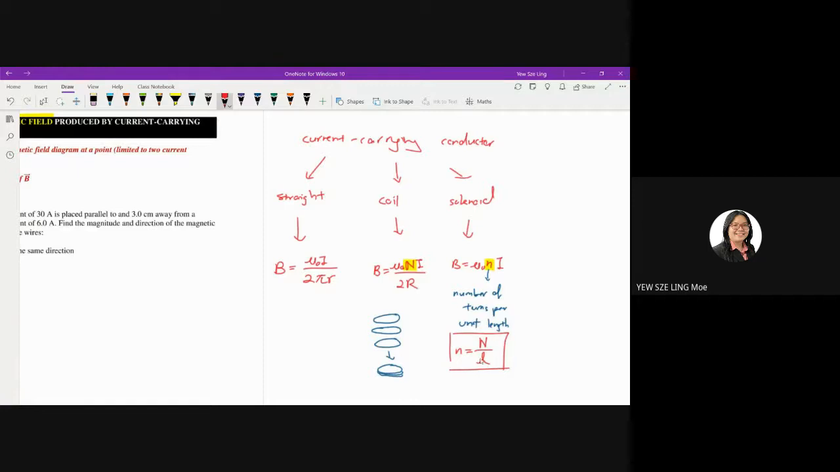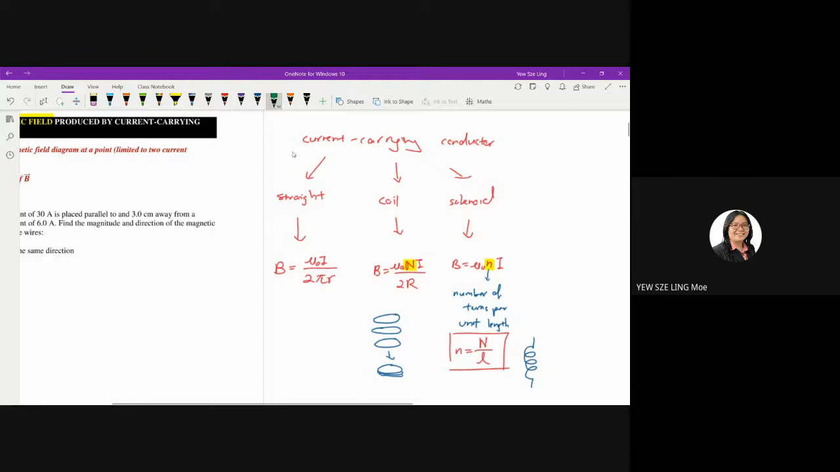Now when it comes to a multiple turns solenoid, what does it mean? It means that you have a spring-looking thing, a helix shape, with 1 turn, 2 turns, 3 turns. So now you have 3 turns, N equals 3. When it comes to coil, N equals 3 means you have 3 coils, but you stack them together. When it comes to solenoid, if you have N equals 3, then it just means that you have 3 turns along this solenoid.